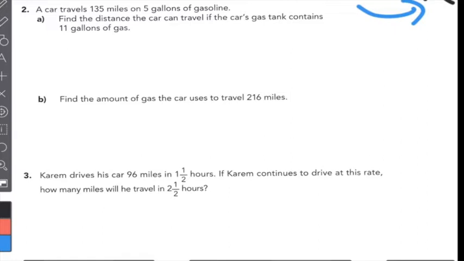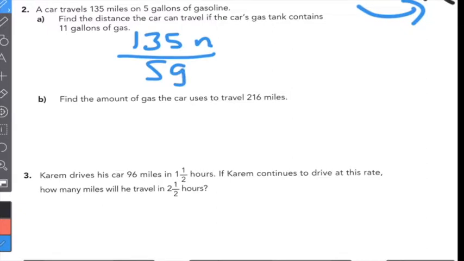So the first way is, if you have 135 miles per 5 gallons. So remember, we put miles up top, 5 gallons, and this is if we would cross multiply. This will equal, we want to find the distance, so distance is x because miles is up top, equals 11 gallons. So what I would do is cross multiply.